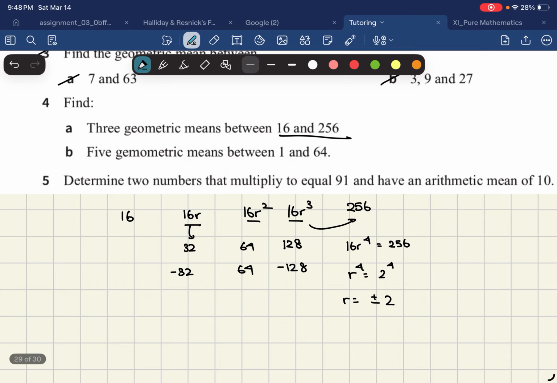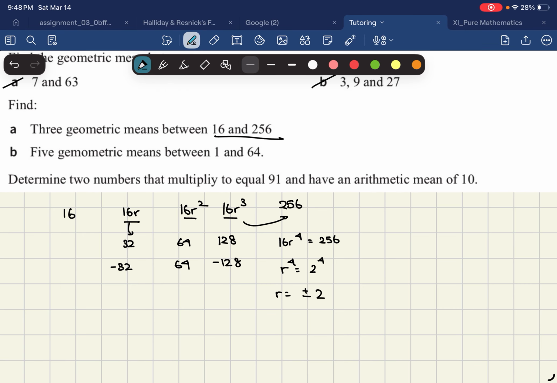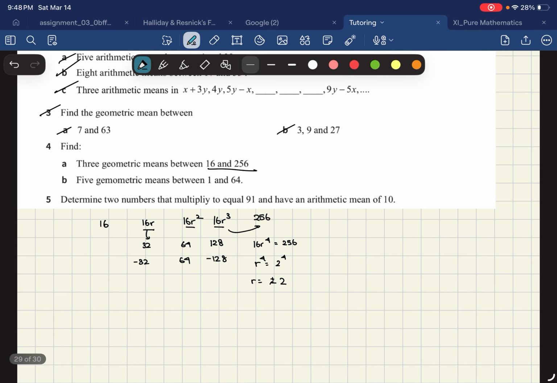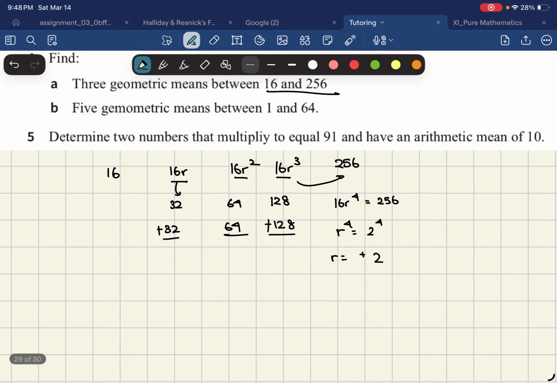So if you think about it, we only want to take the positive r. So we only want to consider it as an increasing geometric series. So we wouldn't take negative 2 because that won't satisfy the definition. So you want to take all your positive values. So when we talk about geometric mean, we usually consider it to be positive.